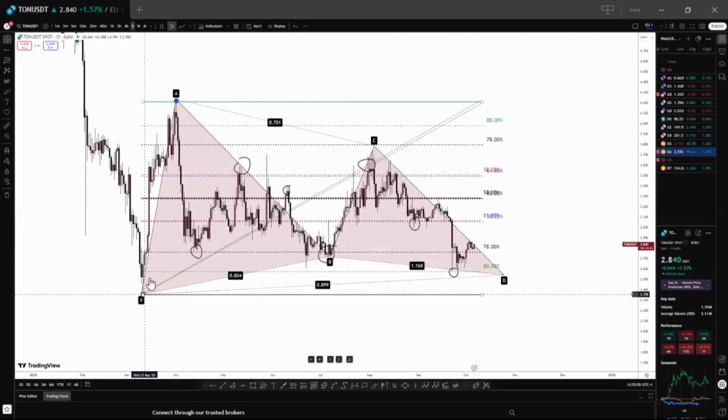wave X to A, right? We can also see the projection from wave A to B. Now let me use an official pattern. So let me look at this from a Gartley pattern perspective. So I'm just going to shrink this key level. So you just follow me.